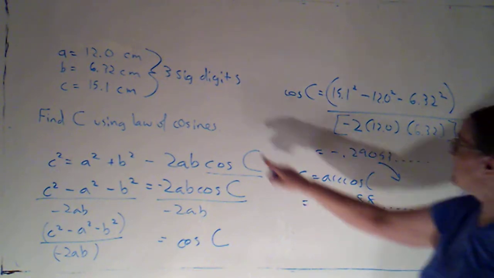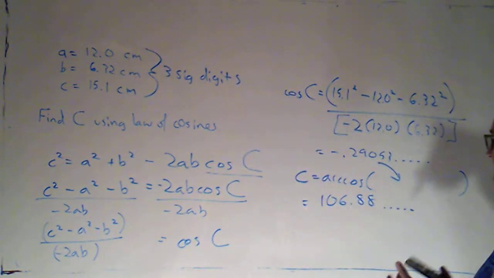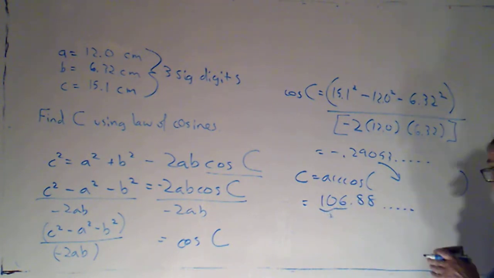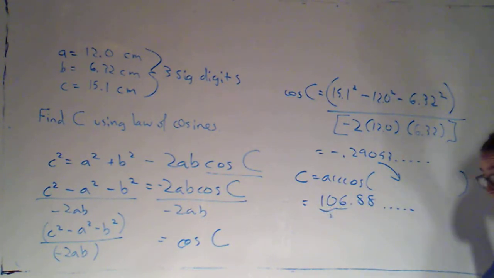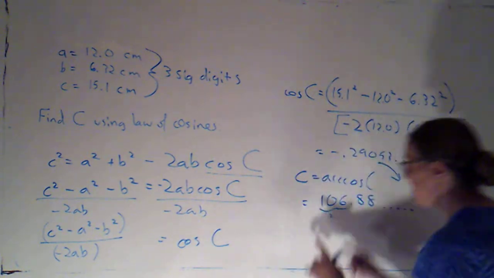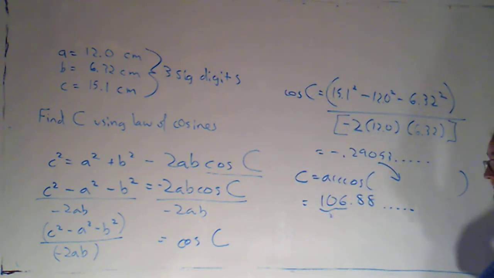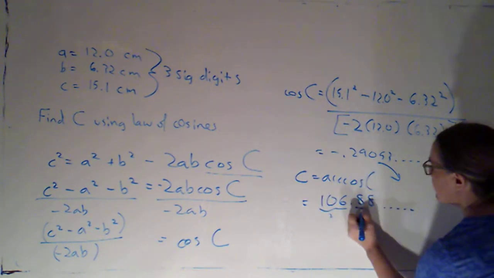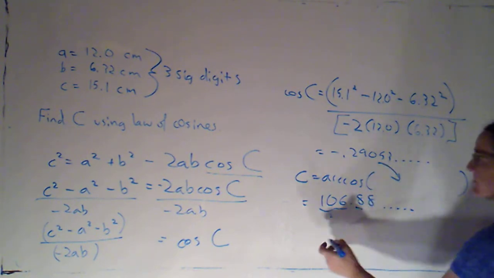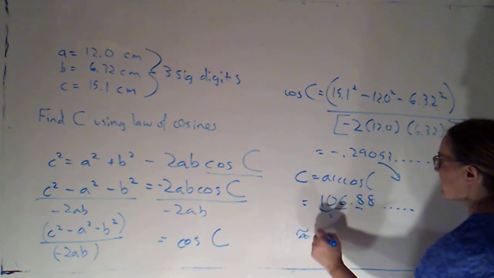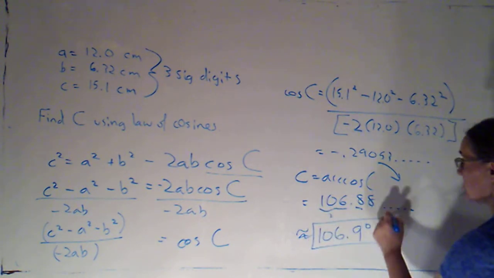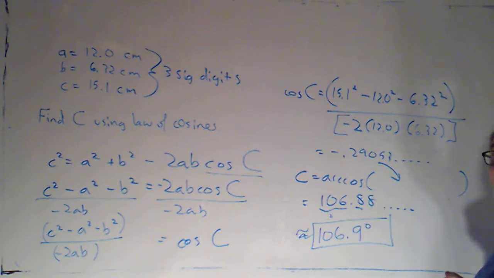We were supposed to round to 3 significant digits. So remember, this counts as only 2, not because that 0 isn't significant. Under normal circumstances, a 0 between 2 non-zero digits would be significant, but because this is degrees, this is 2 significant digits. This is my third. Since that's 5 or bigger, we're going to round up. So I would say this is approximately 106.9 degrees. Don't forget, you do need to include that degree sign.